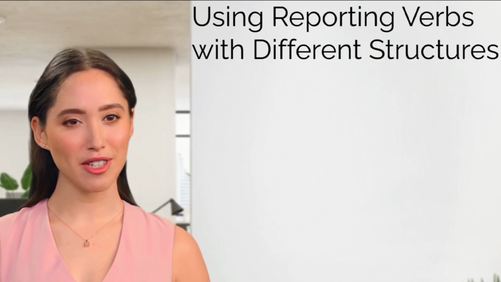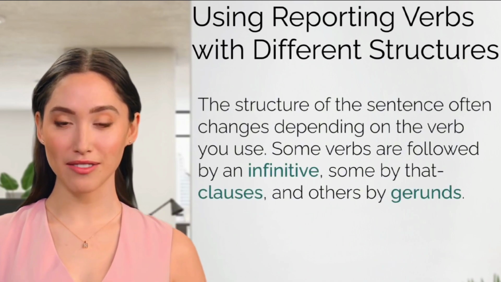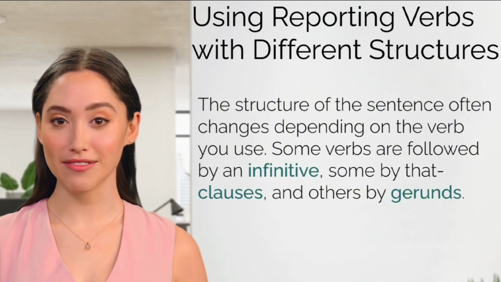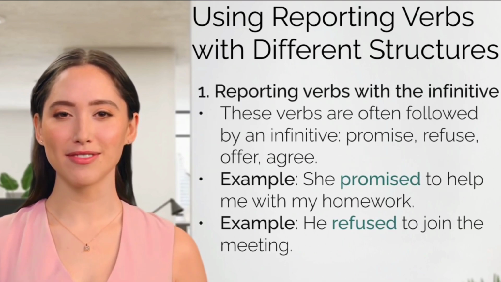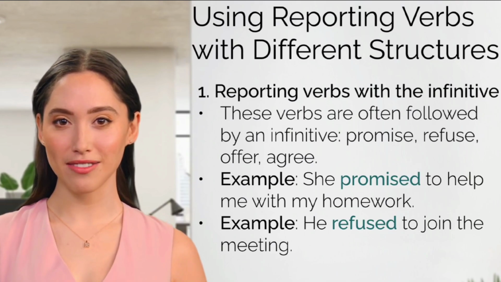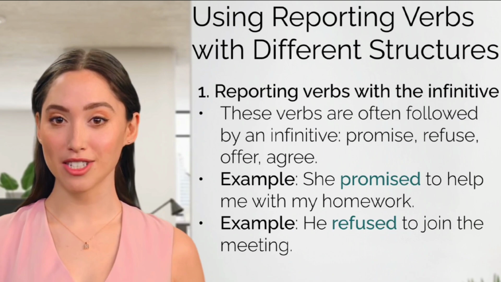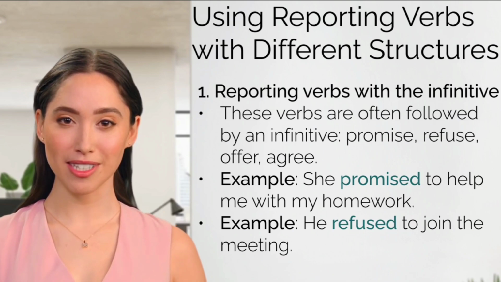Let's take a look at how to structure sentences with reporting verbs. The structure of the sentence often changes depending on the verb you use. Some verbs are followed by an infinitive, some by that clauses, and others by gerunds. 1. Reporting verbs with the infinitive. These verbs are often followed by an infinitive. Promise, refuse, offer, agree. Example, she promised to help me with my homework. Example, he refused to join the meeting.